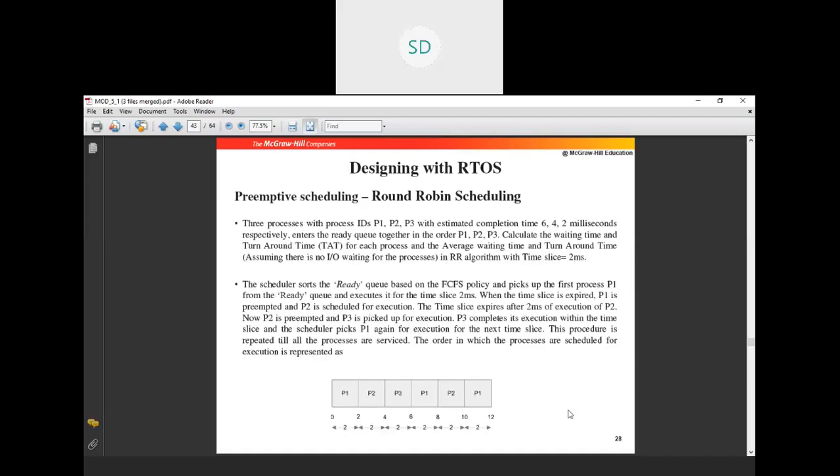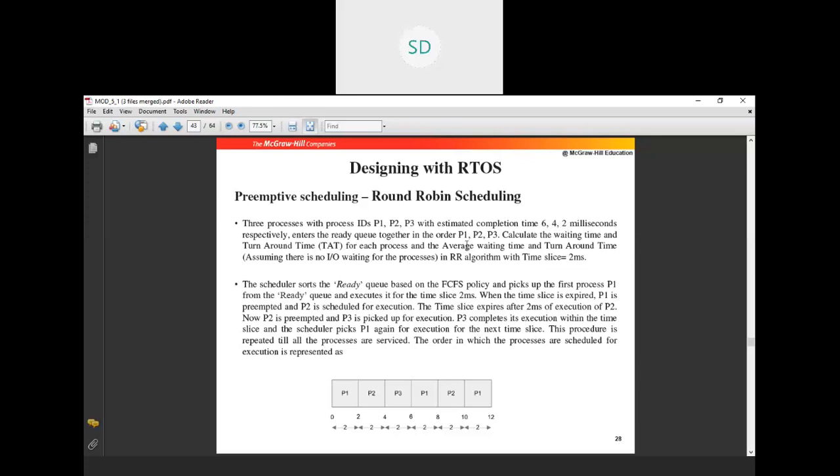Similarly, we have an example for that. The same example, we'll assume that there are three processes, P1, P2, and P3, with estimated completion times of 6, 4, and 2 milliseconds respectively, which enter the ready queue together in the order P1, P2, and P3. You are supposed to calculate the waiting time and turnaround time for each process, and the average waiting time and average turnaround time.